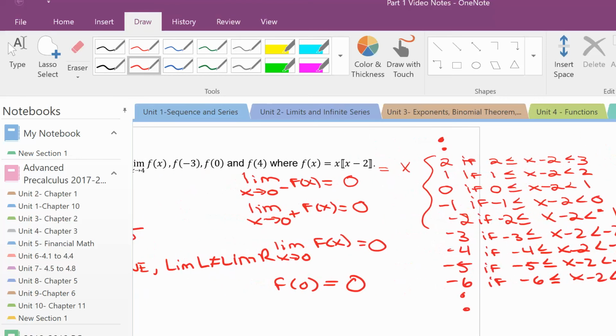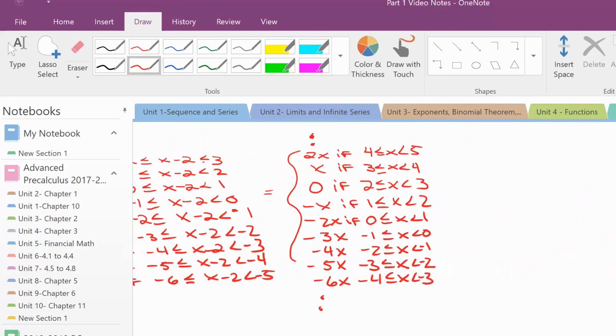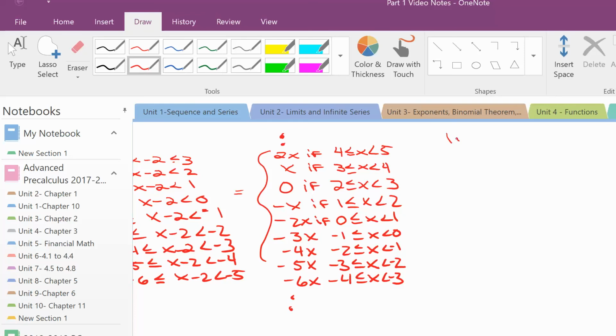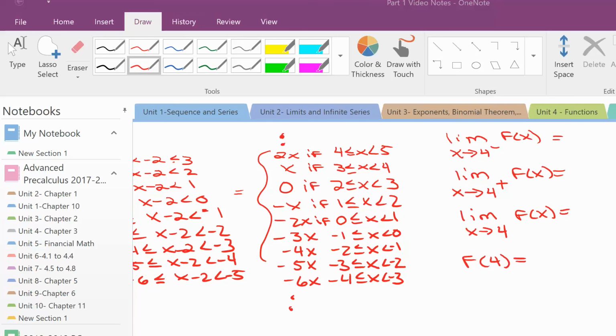So now, last but not least, we have to do this for 4. I'll come over here and do that. So with 4 from the left, it's x, so it's 4. From the right, between 4 and 5, it's 2x, so it's 8. So the limit as x approaches 4 does not exist because the limit from the left does not equal the limit from the right. And f of 4 would be 8.